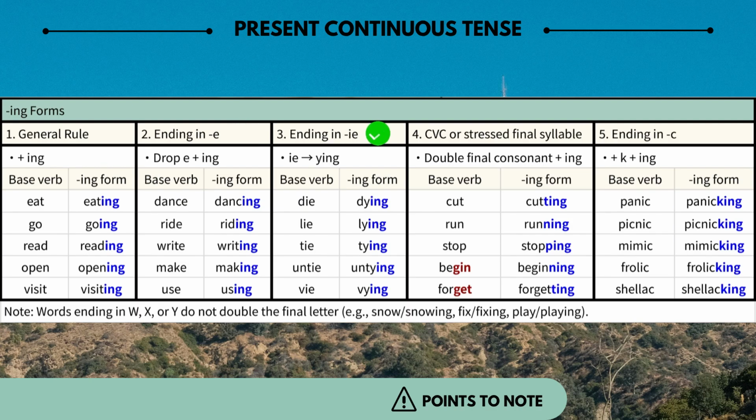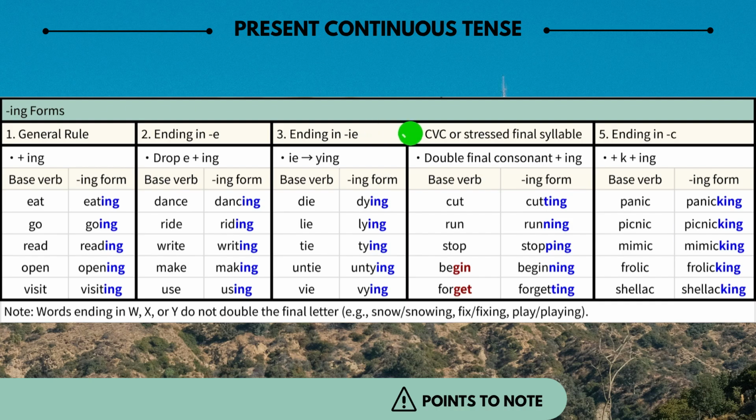Rule 3: verbs ending in ie. This rule is easy because there are only a few common verbs like this. When a verb ends in ie, change ie to y, then add ing. Examples: die, dying; lie, lying; tie, tying; untie, untying; vie, vying. Examples in sentences: the plant is dying, the dog is lying on the floor, she is tying her shoes. Remember, change ie to y and add ing.